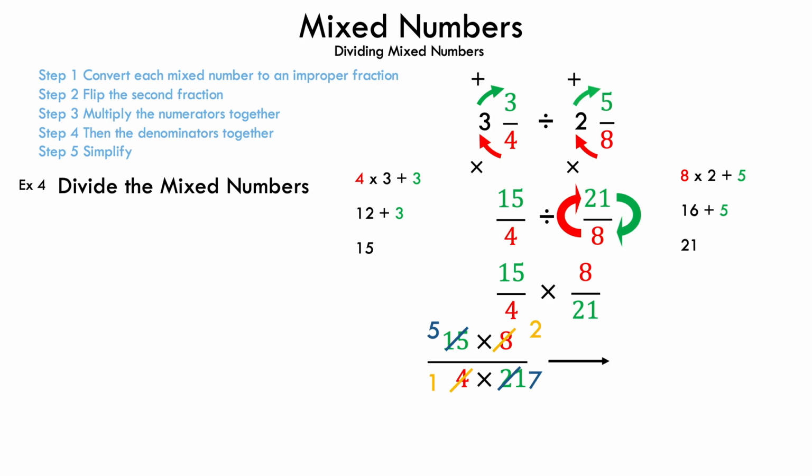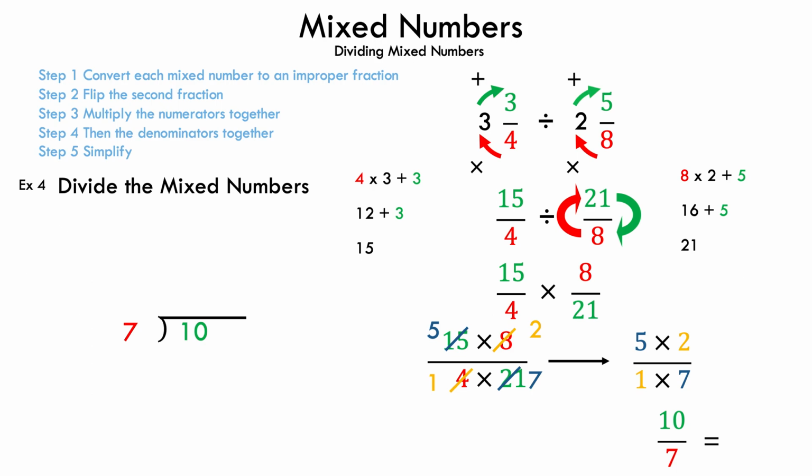Now we're going to rewrite these numbers so it's a little bit easier to see. So now we have 5 times 2 on the top and 1 times 7 on the bottom. So let's do that. It gives us 10 over 7 because 5 times 2 is 10 and 1 times 7 is 7. Now let's use long division to figure out our mixed number.